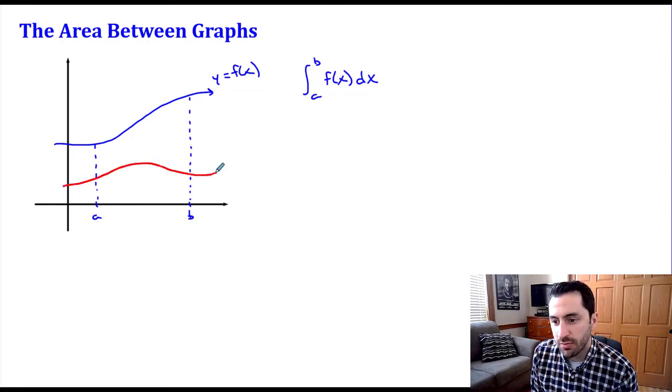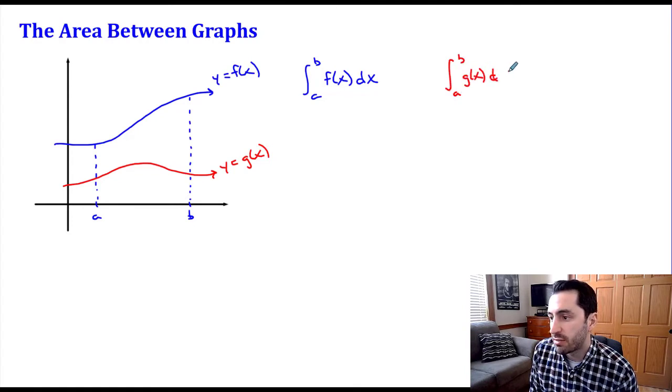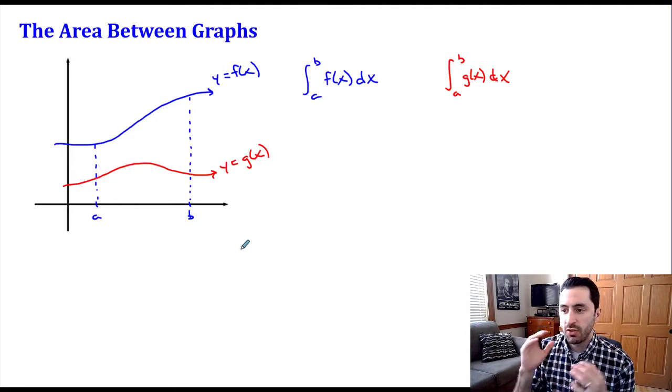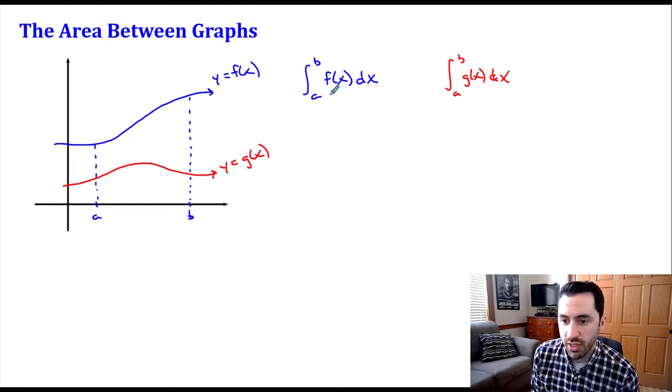Now, following that same logic, let's say we had another function, and let's say this one just looks like this. Let's call this one g of x. Now, if I wanted to know the area underneath g of x, we know that we would do the definite integral from a to b of our function g of x times dx. So the first integral is going to give me the area in between the blue graph and my x-axis. And then the second one in red is going to be the area underneath g of x to the x-axis.